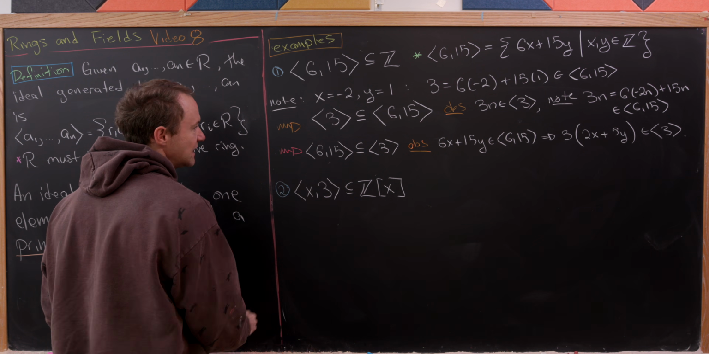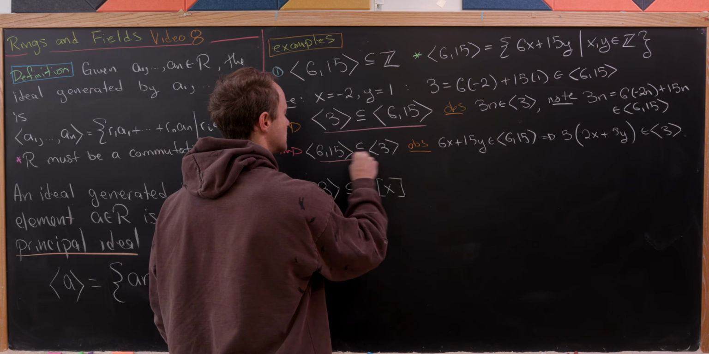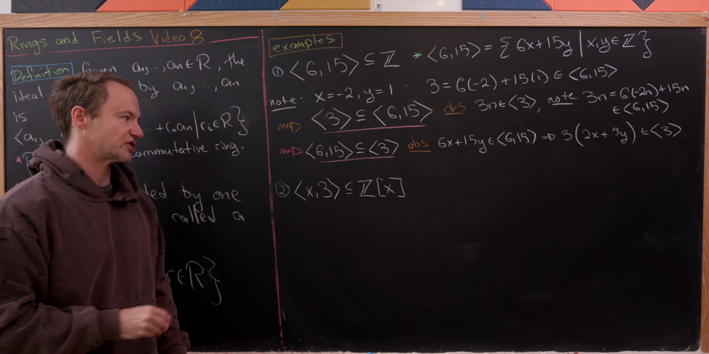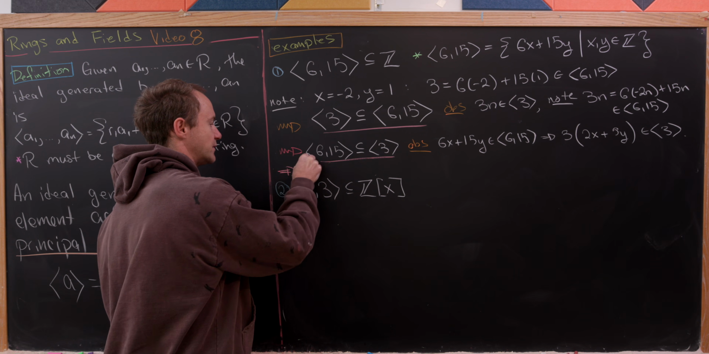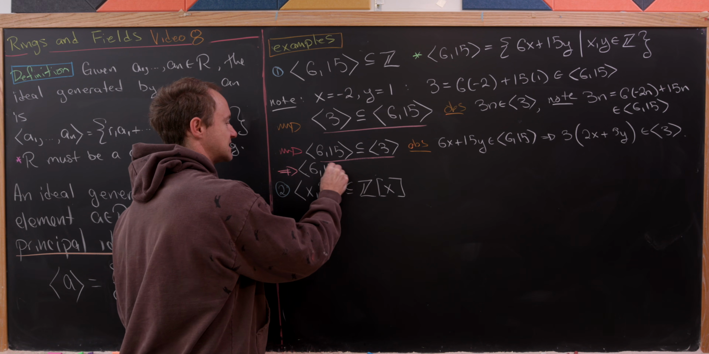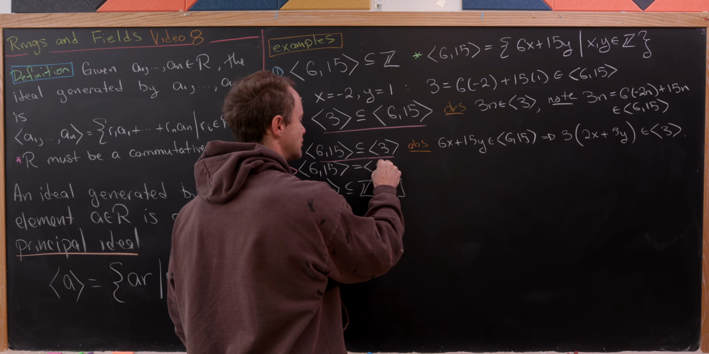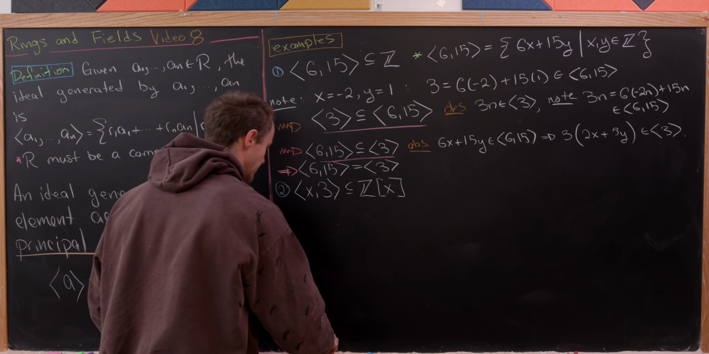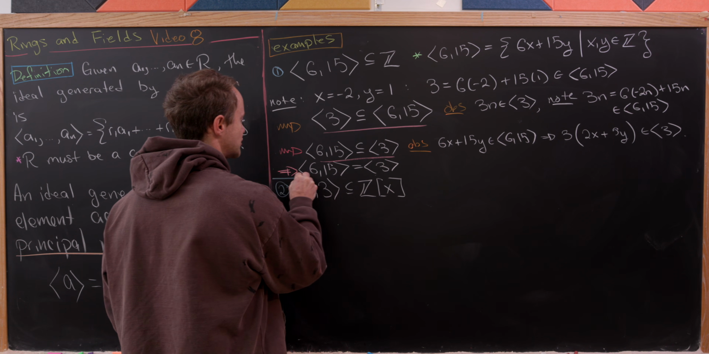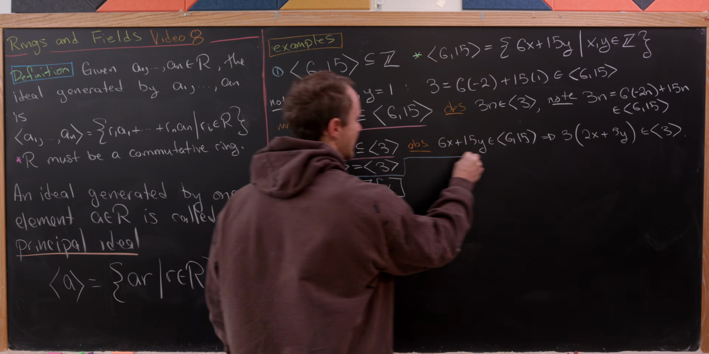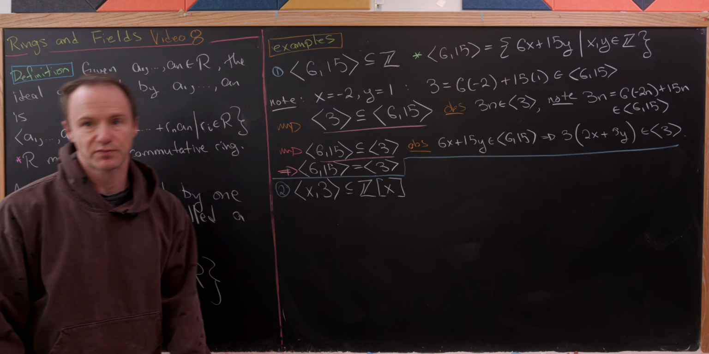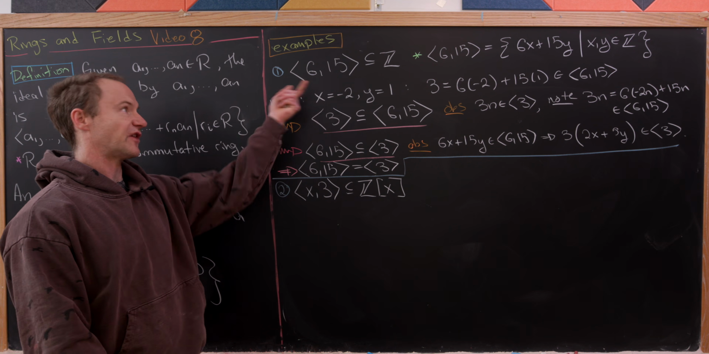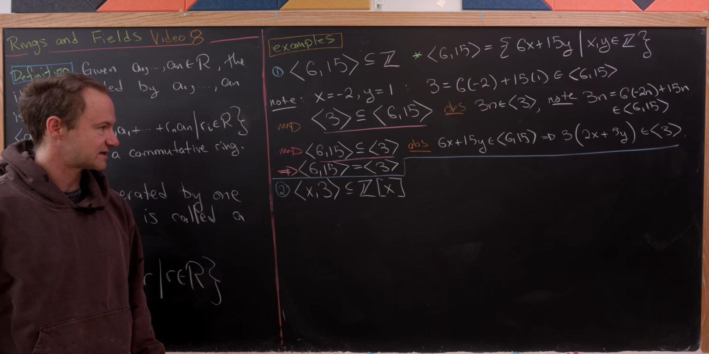But of course, if you've got this set inclusion going both directions, then that means that these two are in fact the same. So we get this ideal generated by 6 and 15 is in fact equal to the ideal generated by 3. So look at what we tried to do here. We tried to find an ideal of Z which was not a principal ideal. You know, we thought it might be generated by 2 elements.